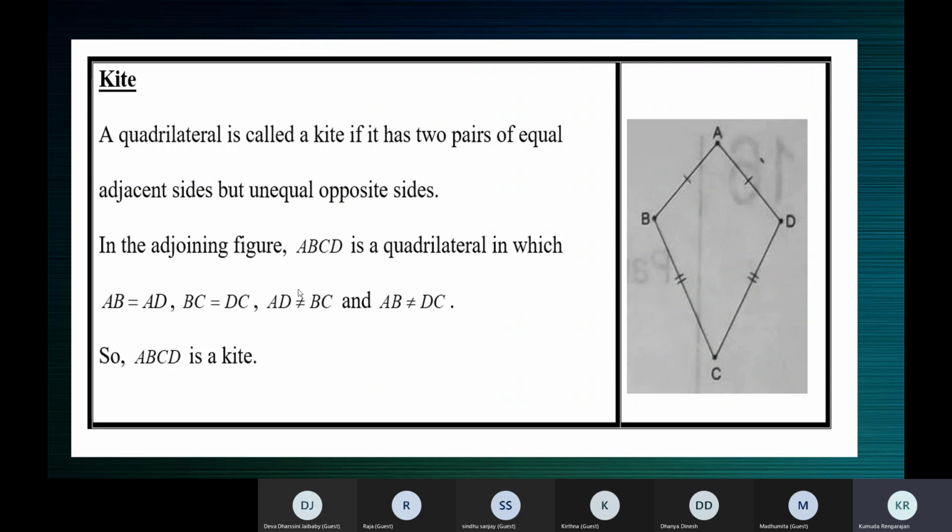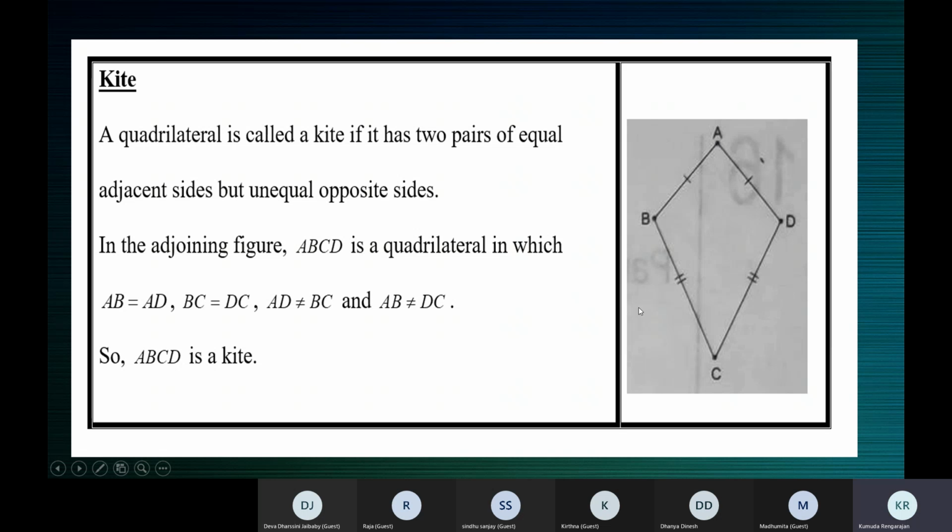And see the equality, adjacent sides will be equal. Like AB is equal to AD and then BC will be equal to DC. You can see this figure here. Adjacent sides will be equal, opposite sides will not be equal. AB is equal to AD, BC is equal to DC. Opposite sides are not parallel, adjacent sides are equal, but opposite sides are unequal.